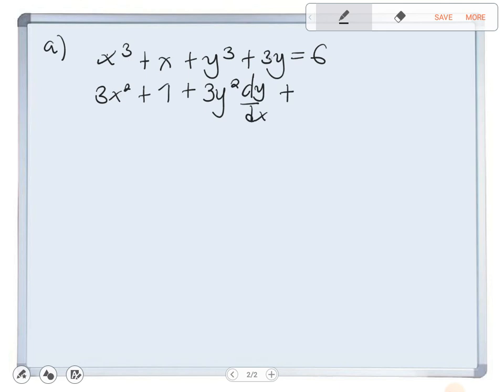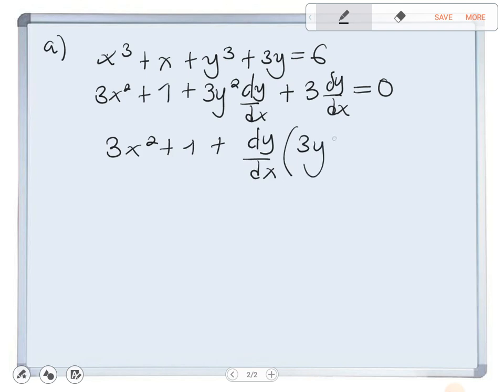Plus, same thing applies here. What's the derivative of 3y? It's just 3, but because there's the term y, we add dy/dx. What's the derivative of 6? 0. Our main aim here is to take out dy/dx. So we get 3x squared plus 1 plus, we can factorize dy/dx because it's common, so we remain with 3y squared plus 3 equal to 0.